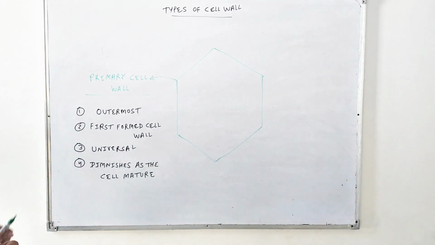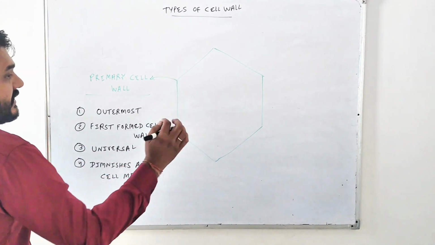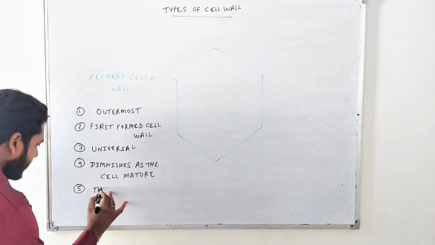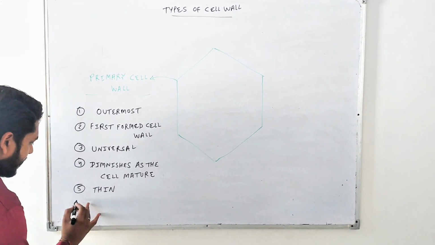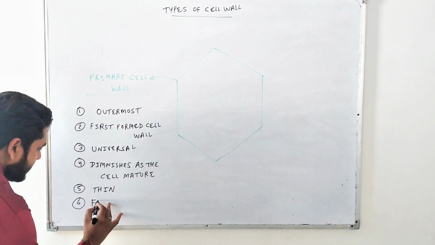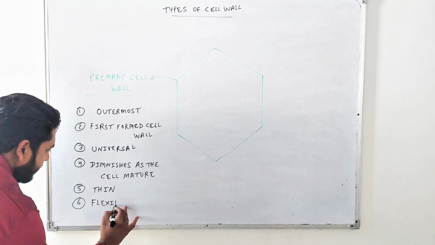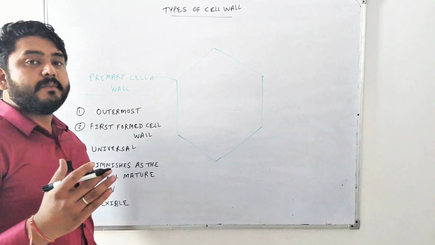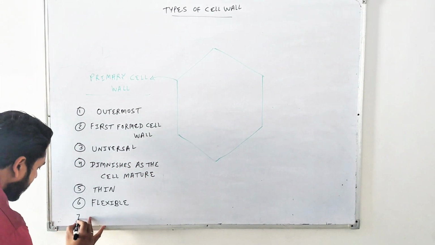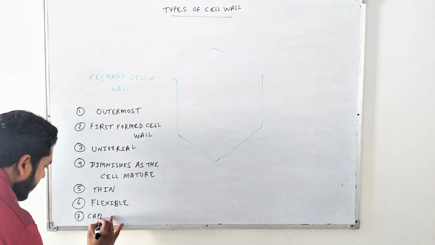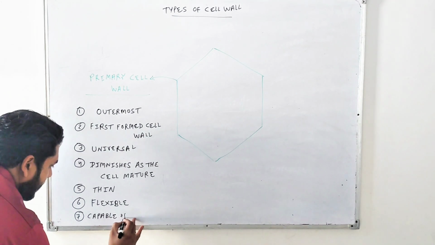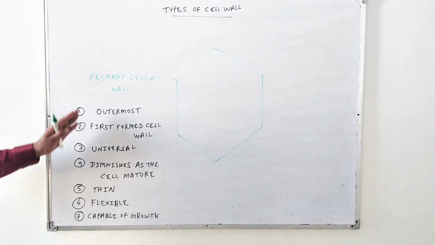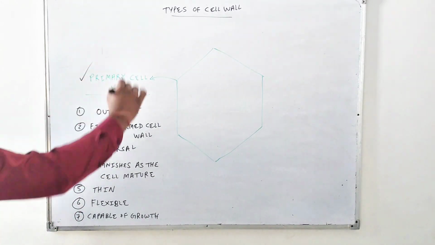Next characteristic is that the primary cell wall is thin. So I can write that it is thin. Next characteristic, it is flexible also. And you know that if it is thin and flexible, it is also capable of growth. So next one, it is capable of growth. So this is the first type of the cell wall, that is primary cell wall.